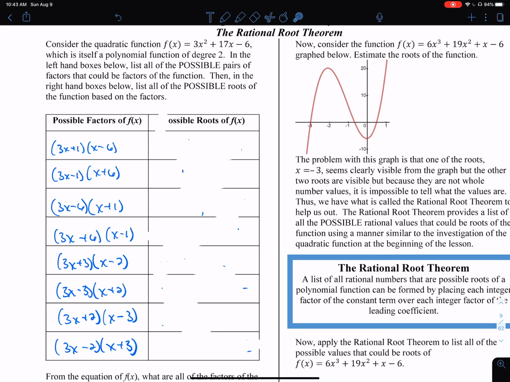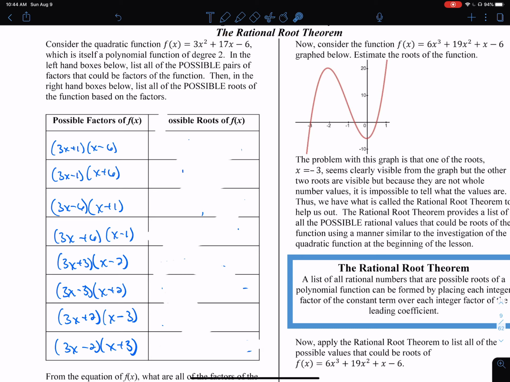In the left-hand box below, list all possible pairs of factors that could be factors of the function. Now that's kind of a lie when we say all the possible factors. Here's how these were formed. We formed these in a way so that if you multiplied the first 2 terms together, you would get 3x squared. And if you multiplied the last 2 terms together, you would get -6. This completely disregards the 17x.